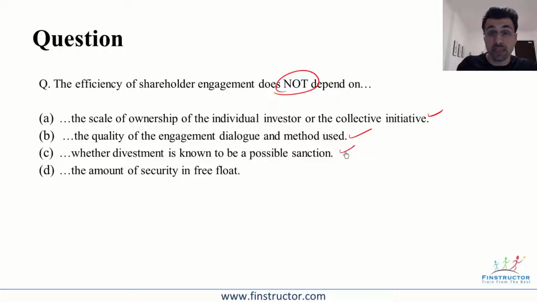If you know that you can sell the security, so if the company doesn't listen to you, you will divest or sell the stock, then again the company will be more likely to listen to you. The amount of security in free float doesn't matter; free float is how much is publicly available for trading. So our engagement depends on how much we own, the quality of dialogue, and whether we will divest or not. These are the three most important factors.